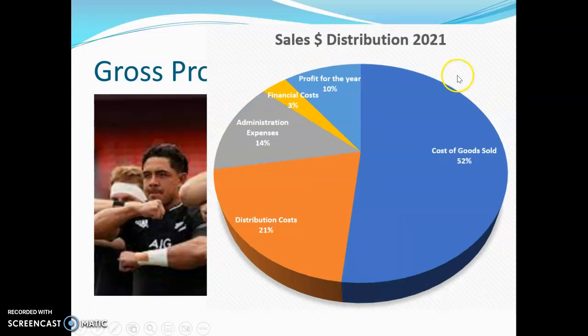Got here in 2021, here's our sales dollar. So for every sales dollar, this is our gross profit percentage. 52% of it here, or 52 cents, is cost of goods sold. So that means 48 cents here is our gross profit. And our gross profit comes and has both distribution, admin, financial cost, and most importantly, our profit for the year.